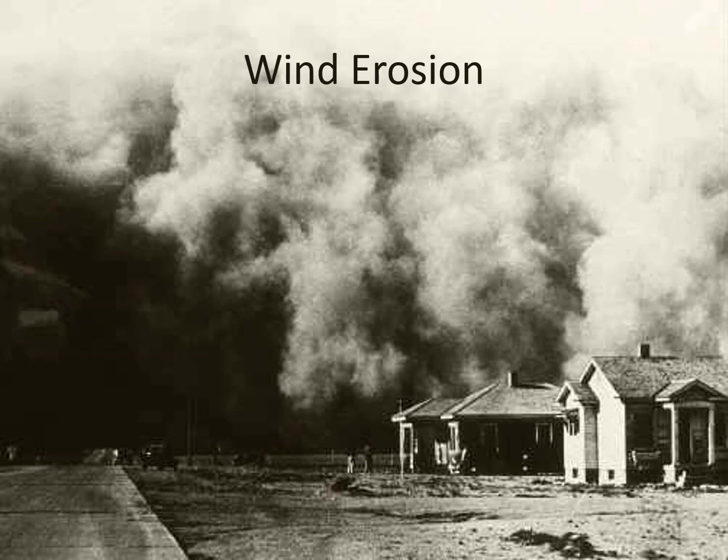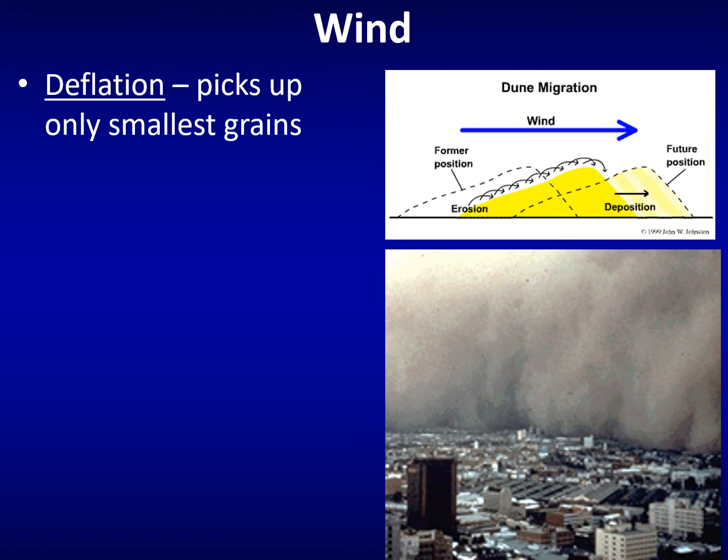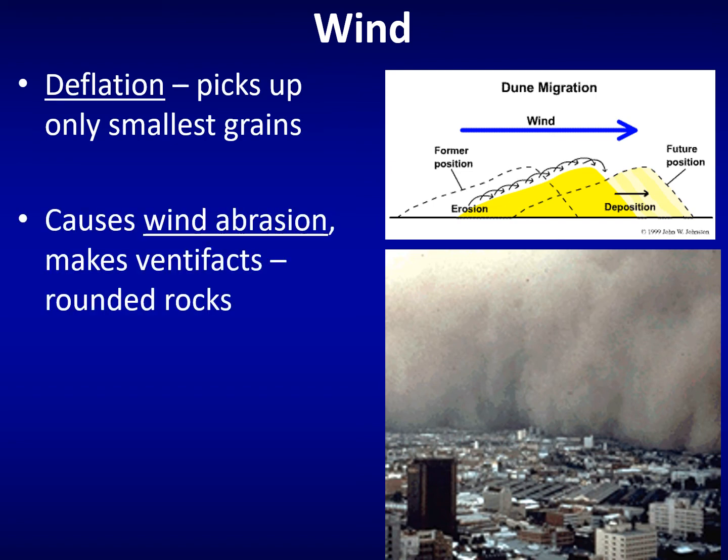Lastly today, wind erosion. Wind erosion is significant and has caused significant damage and destruction throughout history. Wind picks up the smallest grains and leaves behind the larger grains, so the area is deflated of the small grains. It actually ends up making the area look pretty craggly and kind of like a lunar surface almost.